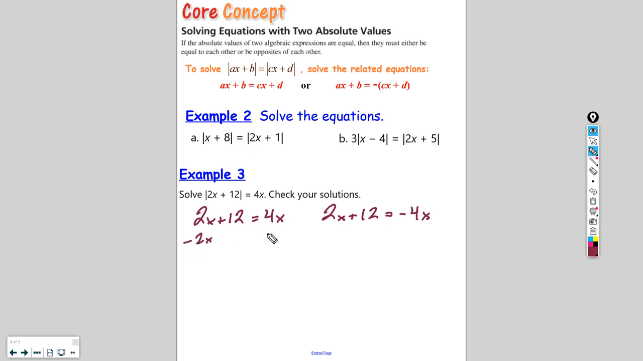So in this one, I'm going to subtract 2x on both sides. So we get 12 equals 2x, and I wrote 14, so that's interesting.